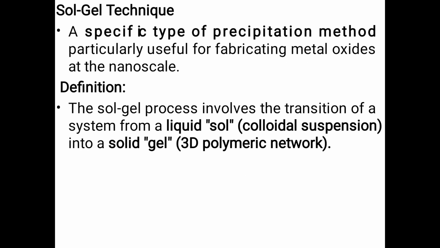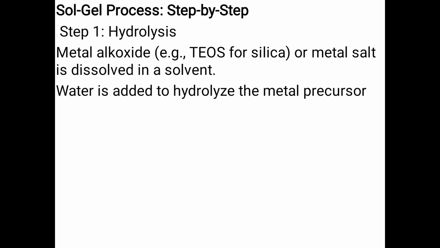Sol gel technique, a specific technique of precipitation method particularly used for fabricating metal oxides at the nanoscale range. The sol gel process involves the transition of a system from a liquid in the form of sol, that is a colloidal suspension, into a solid gel which is in a 3D polymeric network form.